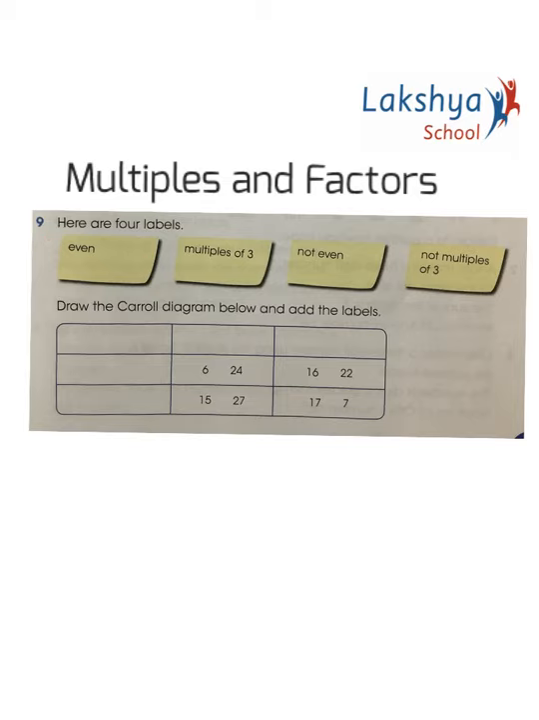Question 9. Here are 4 labels: even, multiples of 3, not even, not multiples of 3. Let's look at the Carroll diagram and add the labels to it. Over here it says 6 and 24. What would come in these two positions?